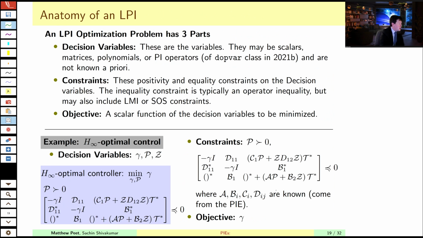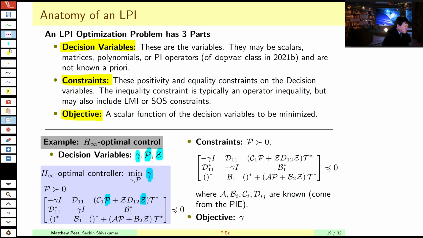That's the question. Well, let's start by remembering that any optimization problem has three parts: the set of decision variables, the set of constraints, and the objective function. So for example, let's just consider that H-infinity optimal control problem. We have three decision variables here: gamma, which we're minimizing; P, which is our Lyapunov operator; and Z, which through a variable substitution represents our controller gains. So gamma appears there, Z is here and there. Everything else is data, right? It comes from the PIE, in the sense of partial integral equation. So those are our variables.